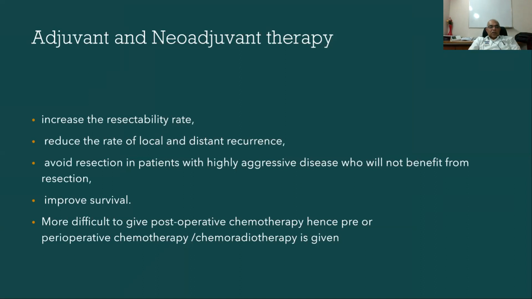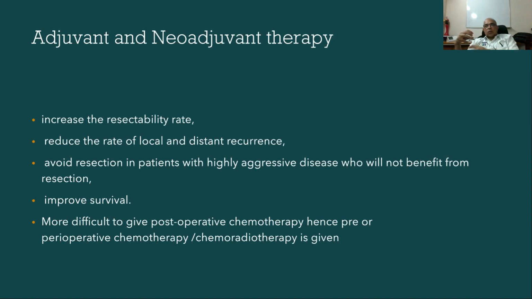So basically, what are we trying to do? Surgery has come to the extent where they've refined the techniques in such a way that there doesn't seem to be much more that they can achieve by their techniques. So how do we improve the survival of these patients? We want to increase their ability to take off the tumor. We want to reduce the rate of local and distant recurrences. We want to avoid the resection in patients with very highly aggressive disease who will not benefit from resection. So these are some of the advantages of giving some adjuvant and neoadjuvant therapy.